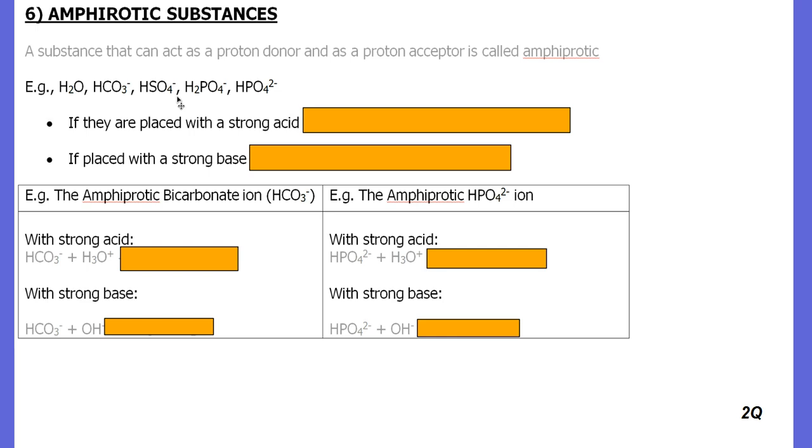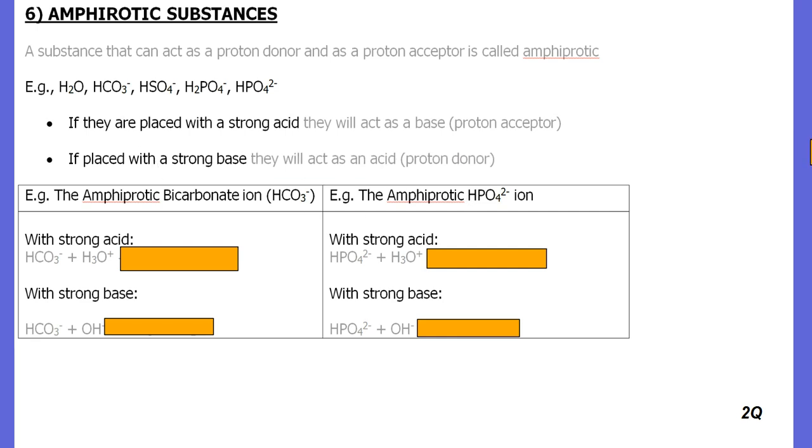If you place any of these species with a strong acid, the strong acid wants to donate protons, so when you put these with a strong acid, they'll act as a base. They'll accept protons from the strong acid. But if you place them with a strong base, they will act as an acid. They'll donate protons to the strong base. If you put them in water, for example, some of them will act as bases, some will act as acids. But the main idea is if you put them with a strong acid, they'll act as bases. If you put them with a strong base, they'll act as acids.